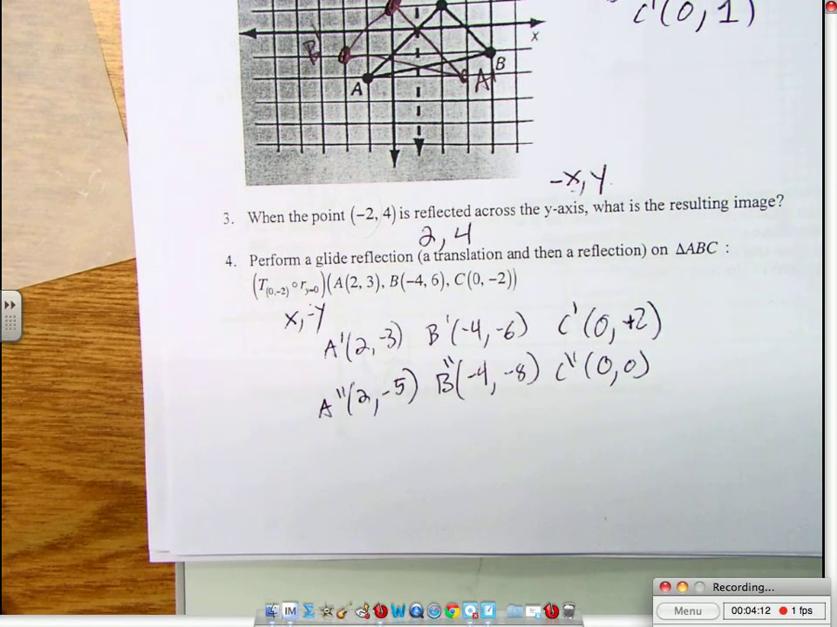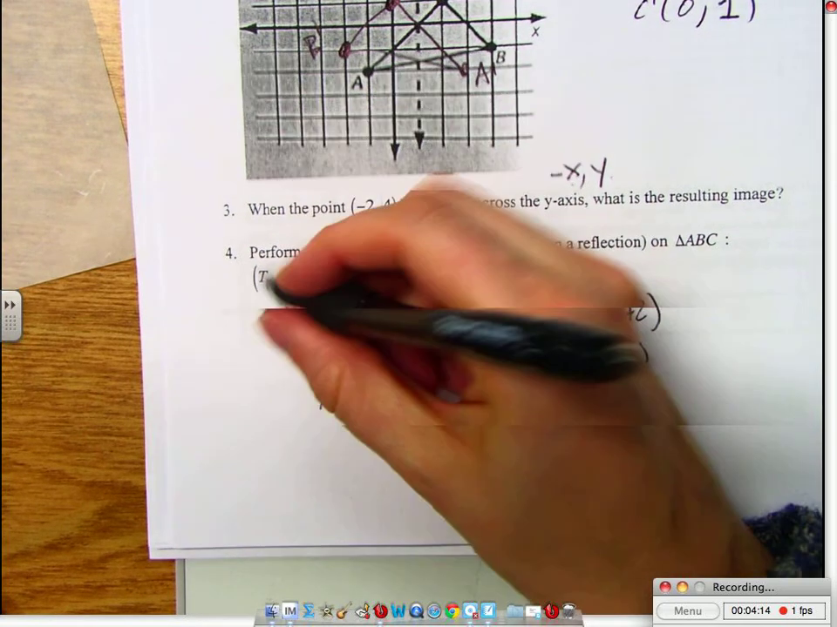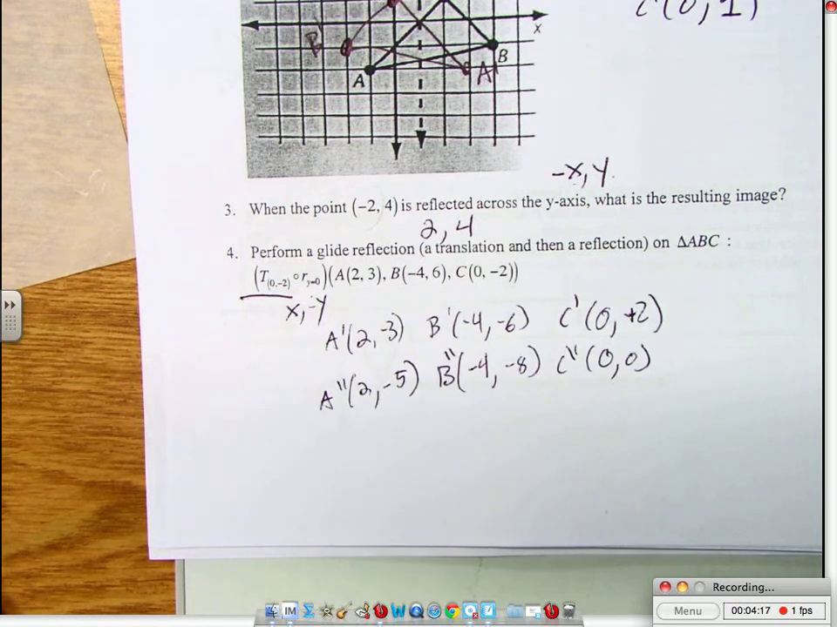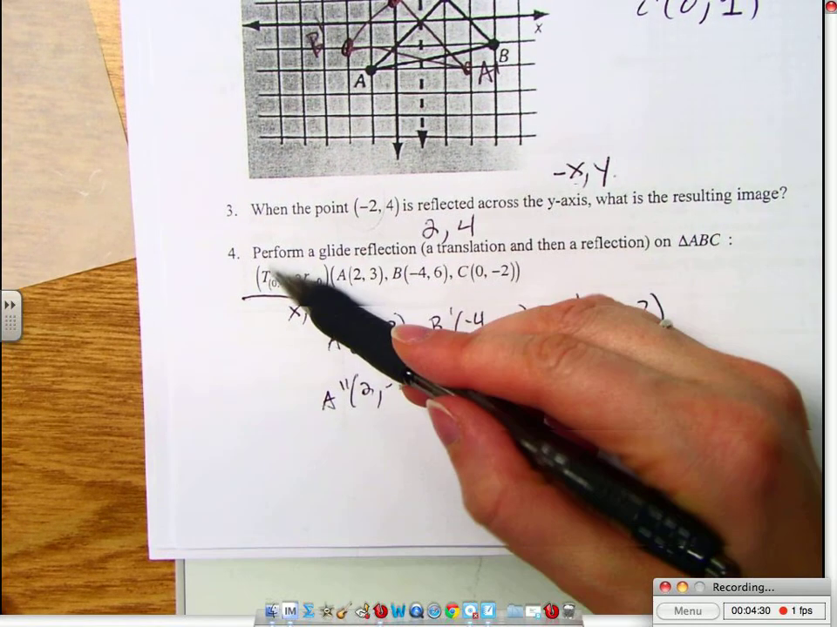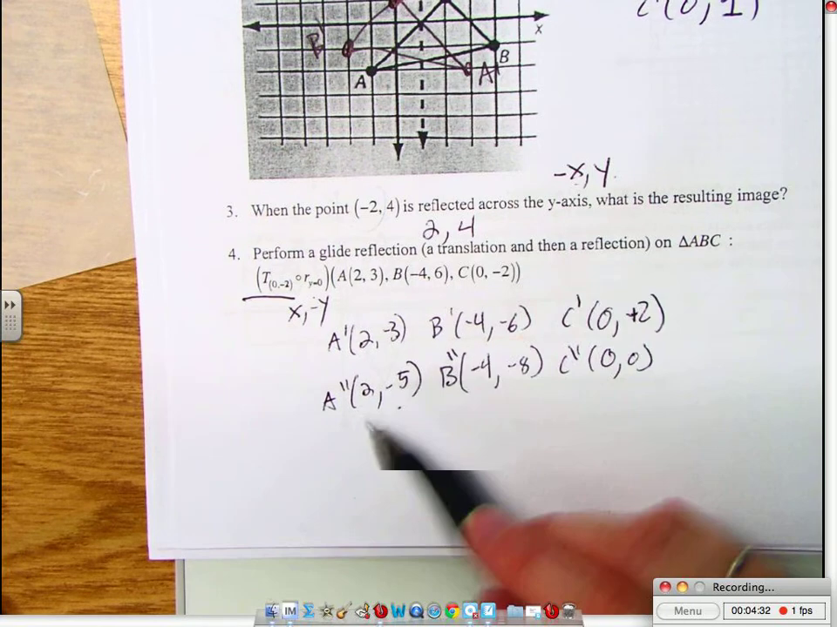Because this right here says T, 0, comma, negative 2. That means a translation across negative 2. So that means you have to go 2 down. So that's why we're subtracting 2. Yes? Where did you get the negative 5 from? Negative 3 minus 2 more gives us negative 5, right?